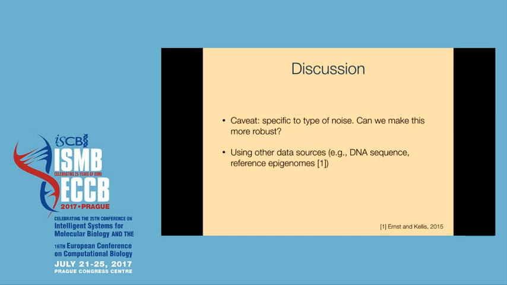And of course, you can extend it by using other data sources, such as DNA sequence or reference epigenomes, like in the Ernst and Kellis imputation work. And all of these should help to improve the power of the denoising models. In general, we are optimistic that these computational approaches will become an increasingly important complement to improved experimental techniques in terms of getting us data that is high quality and yet easy to do at larger scale and not so expensive. Okay, so thank you.